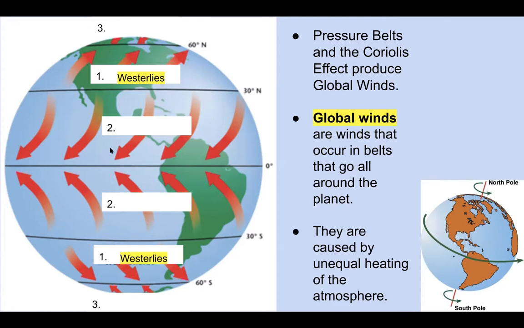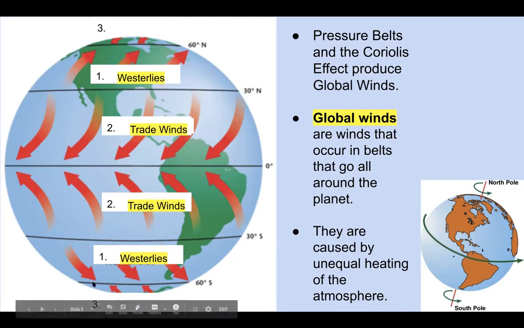And again, we have these winds on both the north and the south hemisphere. So hopefully for number 2, you guys said the trade winds. And again, they occur between 30 degrees latitude and the equator. They curve to the west, and they're named because sailors actually relied on these winds to sail from Europe to the Americas.